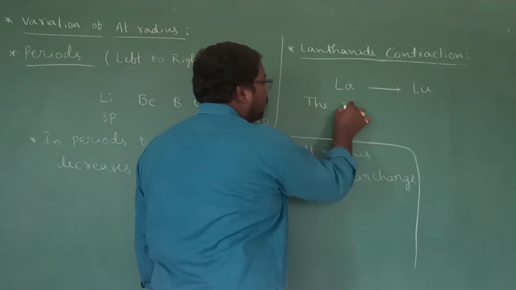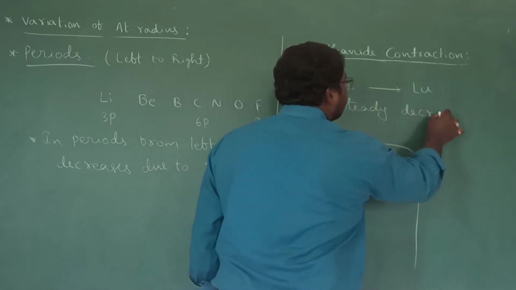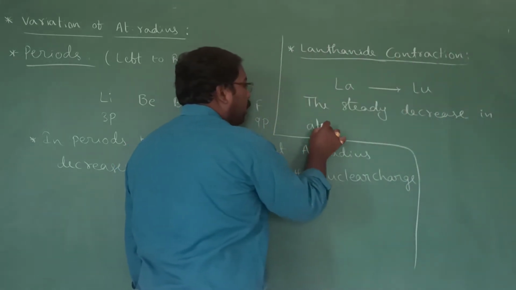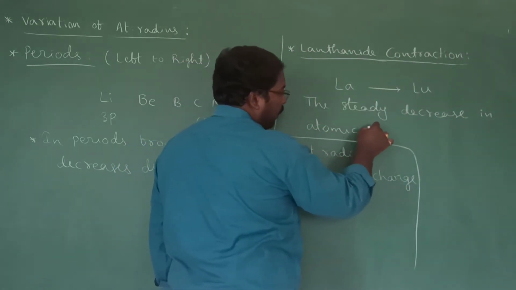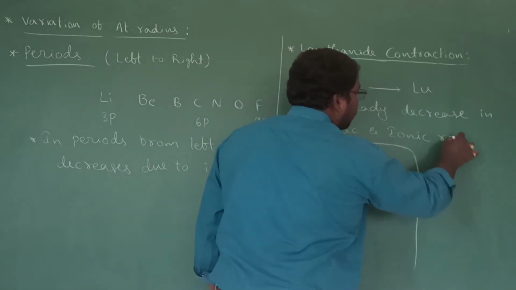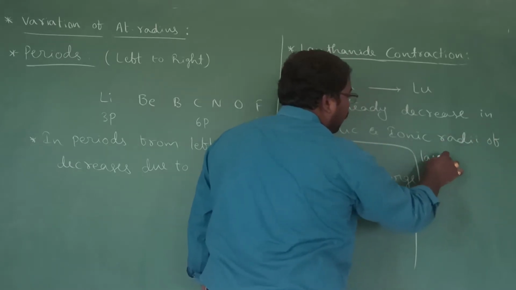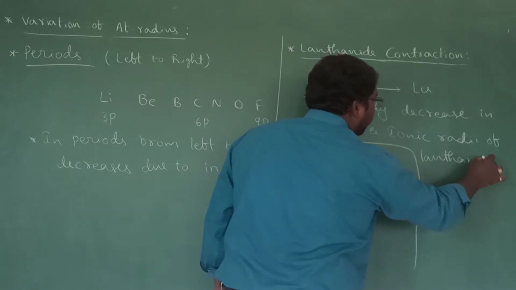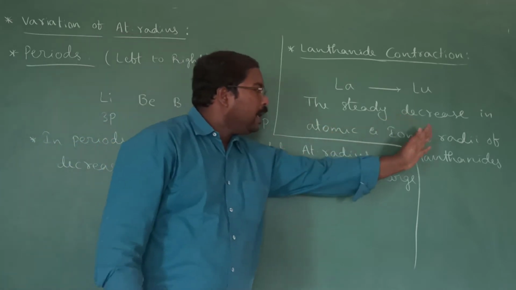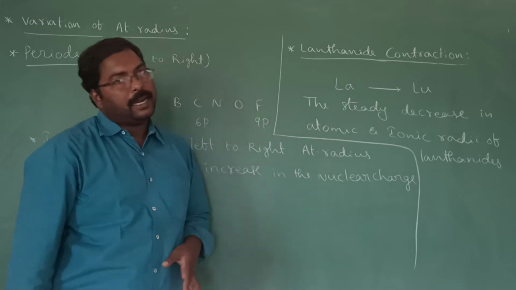It is nothing but the steady decrease in the atomic and ionic radii of lanthanides. Okay, the steady decrease in the atomic and ionic radii of lanthanoids is known as lanthanide contraction.